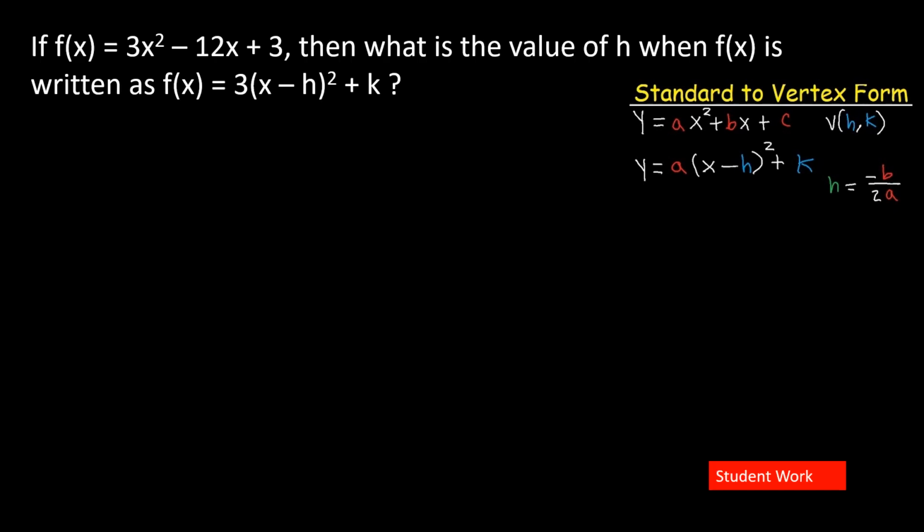So this here is your problem. You've got, if f of x equals 3x squared minus 12x plus 3, then what is the value of h when f of x is written as f of x equals 3 times x minus h, all of that squared plus k? So all I want to know is what is h? So you need to make sure that you pull out the correct values, plug them in correctly, be careful with those negatives. You got this. Let's go ahead and move on.